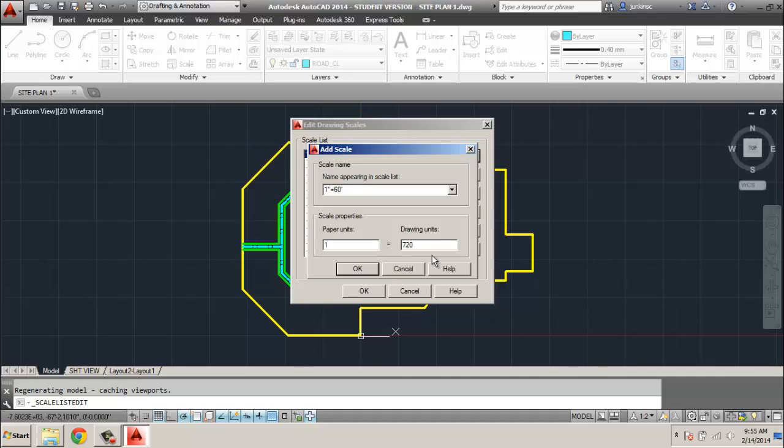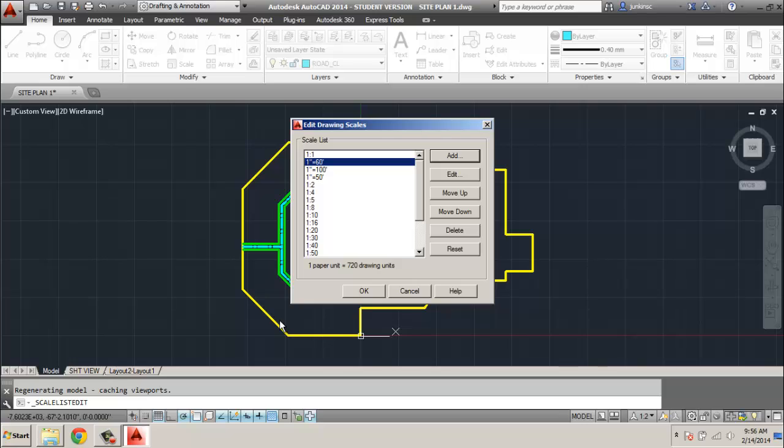So we have to convert things to equal elements. We wouldn't put 60 in there because that would be 1 inch equals 60 inches. We need to say 1 inch equals 60 feet, so it's 720. Hopefully my math's right there. So we can create these custom scales in our engineering.